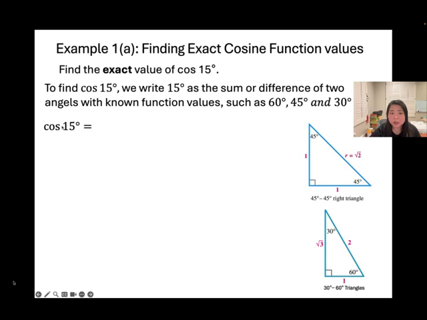And now we do have the 15 degrees. So you're gonna think about these three angles. How can we add or subtract to get 15 degrees?